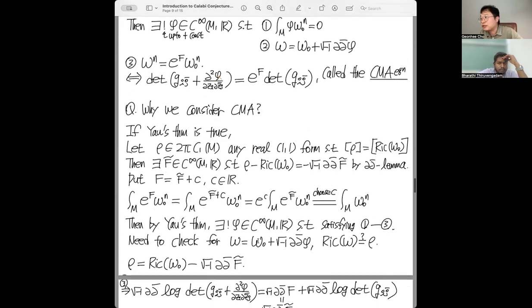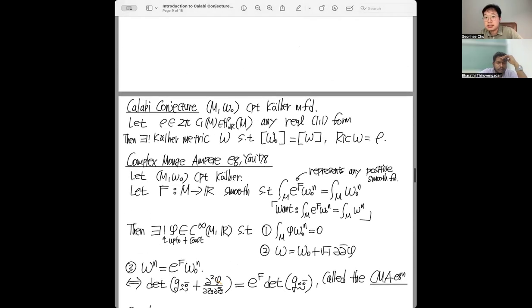But it might be hard to just read it line by line. Yeah, I have a question here. Sure. So the Calabi conjecture says there is some correspondence, right? One correspondence between Chern class and the Kähler metric, right?